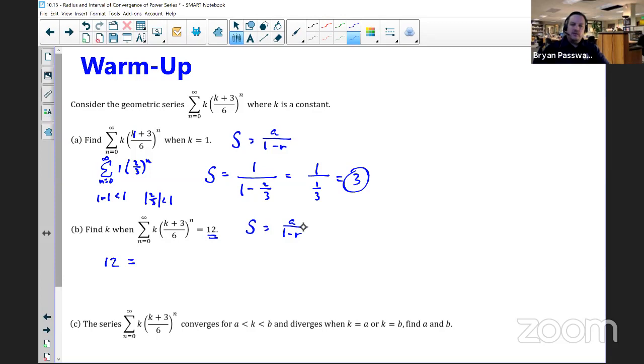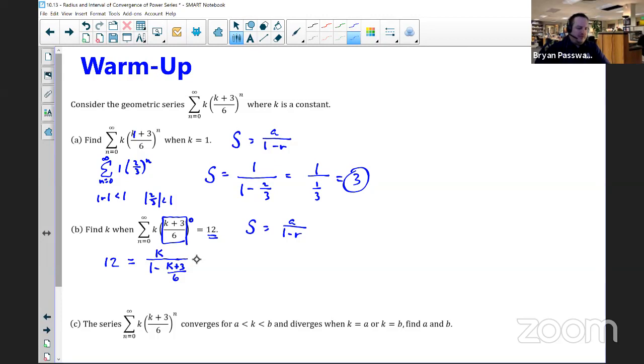And then a is our first term. How would we get a? We would plug in 0 for n to get our first term. Anything to the 0 power is going to be 1, and 1 times k in front is just going to be k. So our first term is k, over 1 minus r. And what's r? This is our r value right here for the geometric series, and we get r is going to be (k plus 3) over 6. Now we have an equation that we can solve, and we're back to basic algebra.